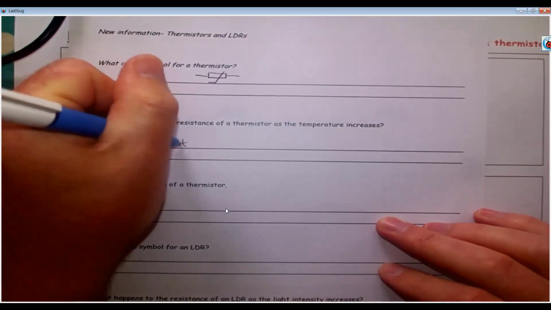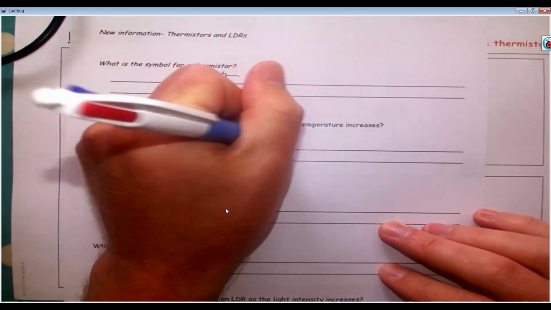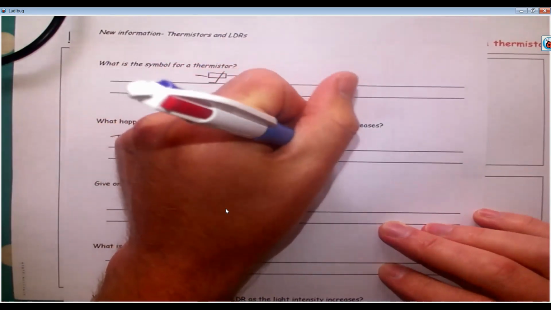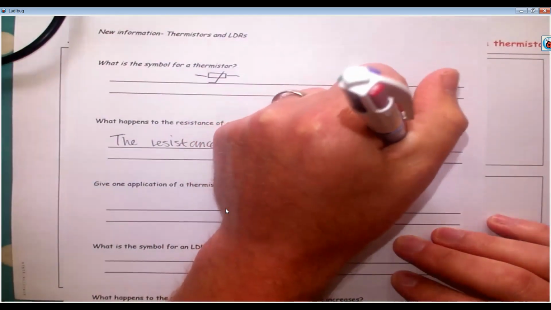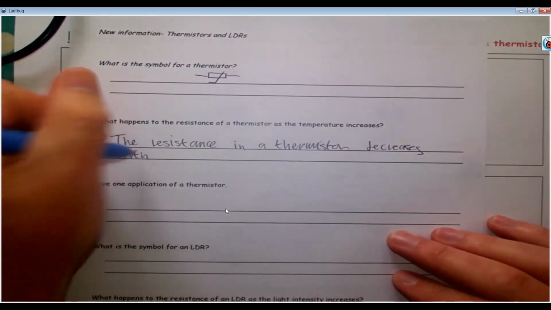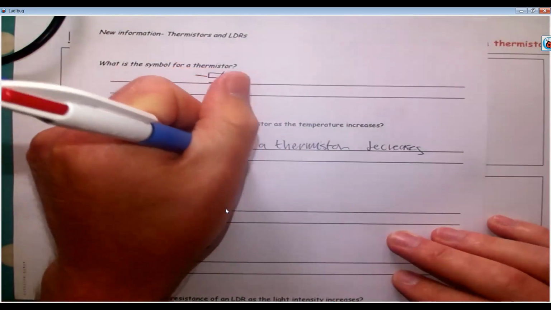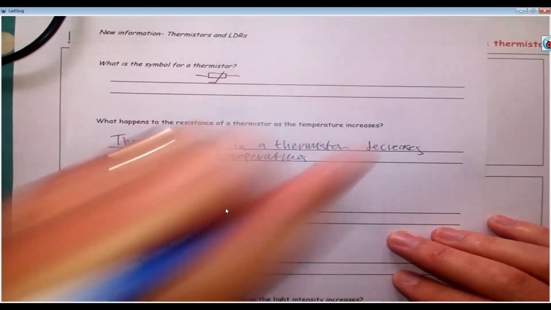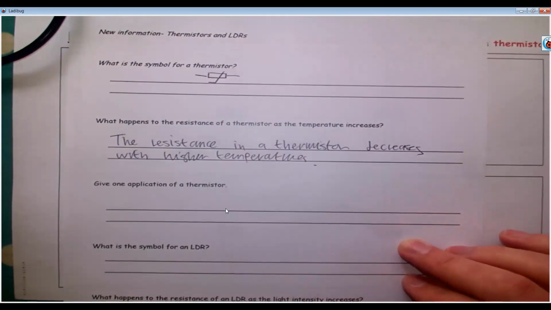The resistance in a thermistor decreases with higher temperatures. So basically what that means is as it gets warmer, the resistance gets less. And given that, what application could it be used for?